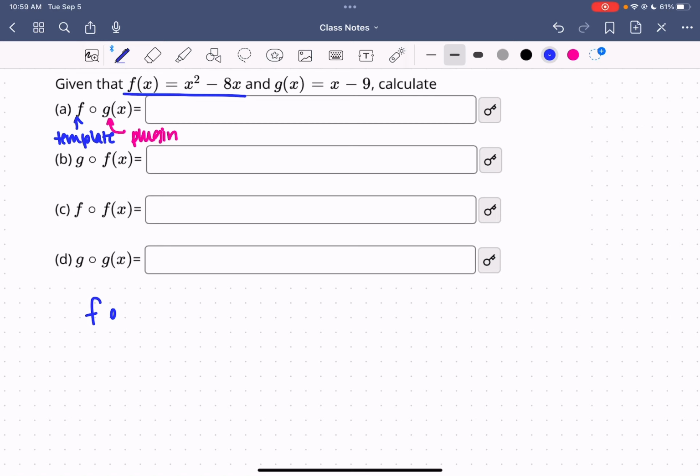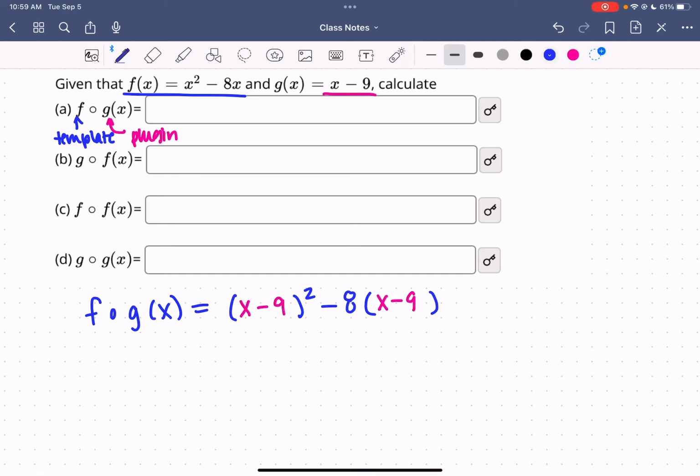So this is going to be f composed with g of x. We're going to rewrite our f equation with blank parentheses everywhere we had an x. And then because the second letter is our plug-in, we're going to take our g equation and put it into all our parentheses.